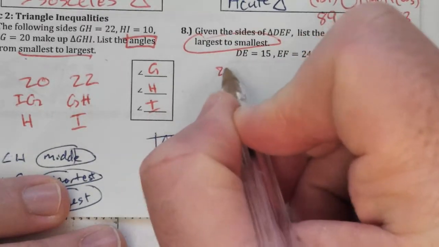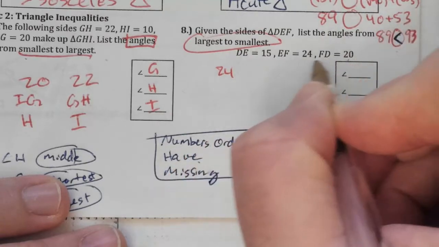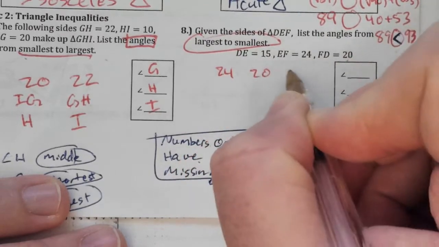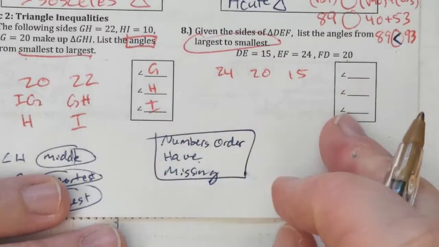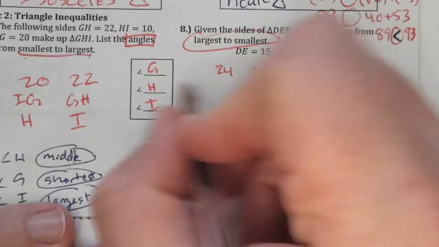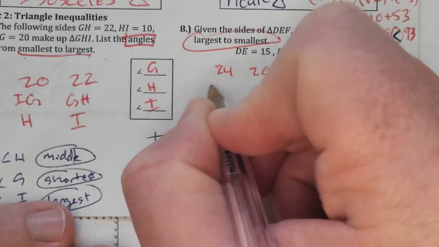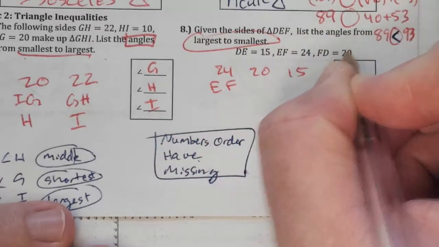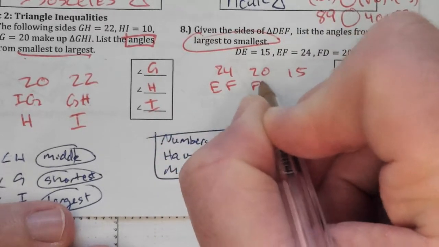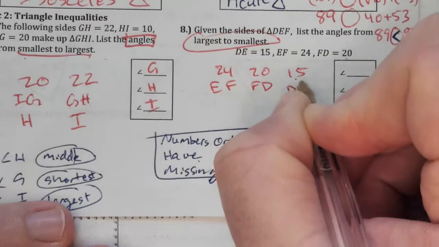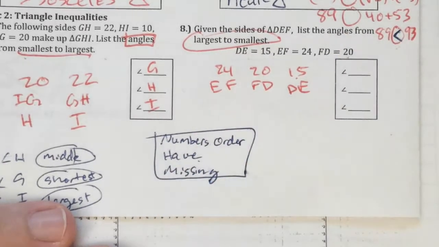So largest is 24, and then we have 20, and then we have 15. Okay, so that's the order right there, right? And then 24 went with EF, 20 went with FD, and then 15 went with DE. So we did the numbers, and then what did we have?